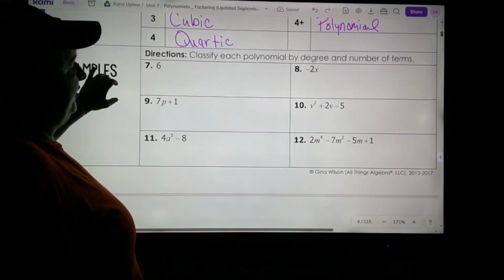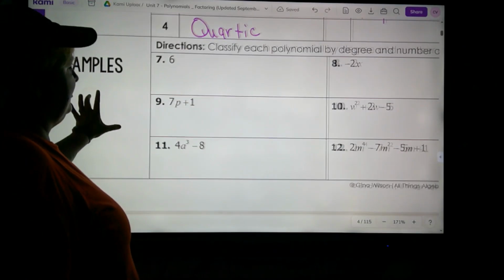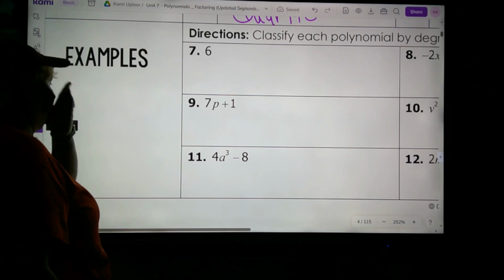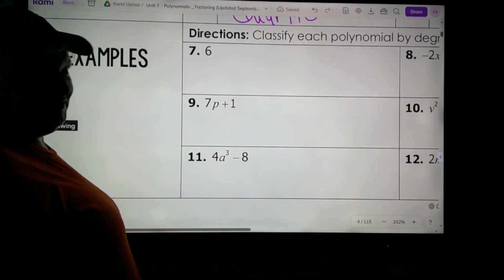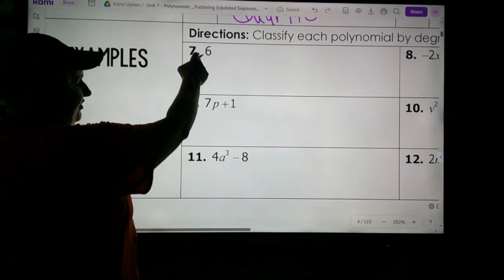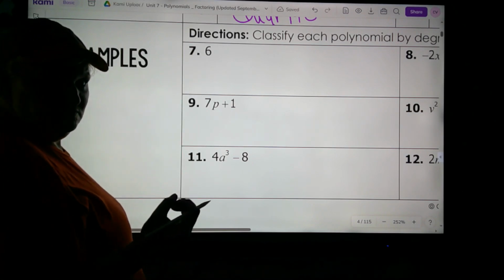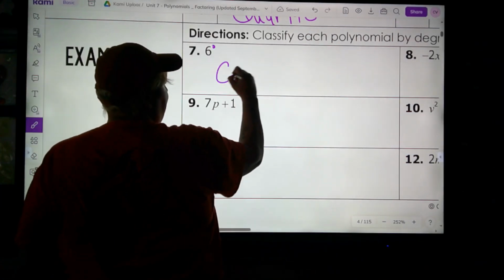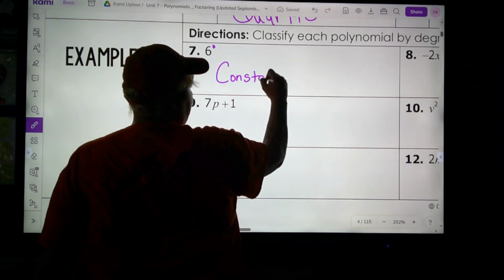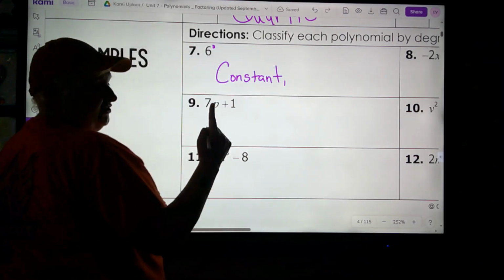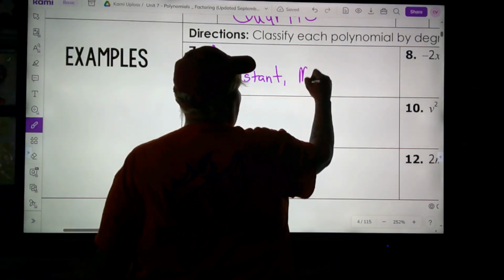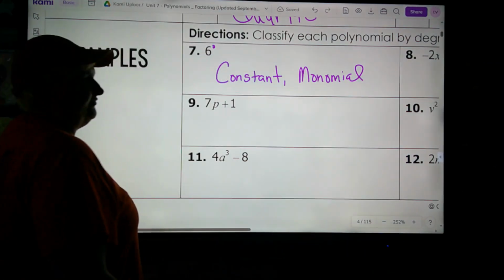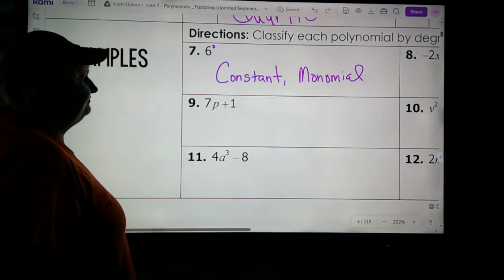Classify each polynomial by degree and number of terms. So it wants to know the level of exponents and how many terms, right? Remember, a constant is a 0 degree, so it's a constant. It has 0 degree. Constant is the name, and it has 1 term. 1 term is a monomial. Right? It just wants you to label them.